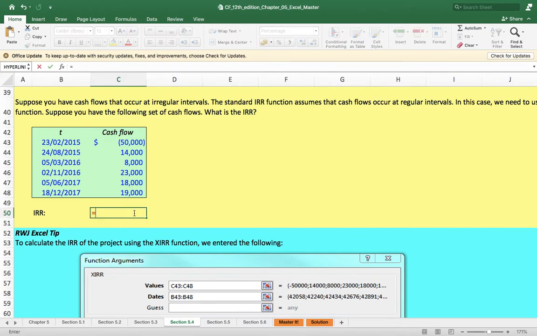Then it is equal to XIRR. X, like XNPV, same like XIRR. Enter. Values, give all the values, comma, dates, give all the dates, from here to here, enter. That is when the cash flows are not evenly distributed.